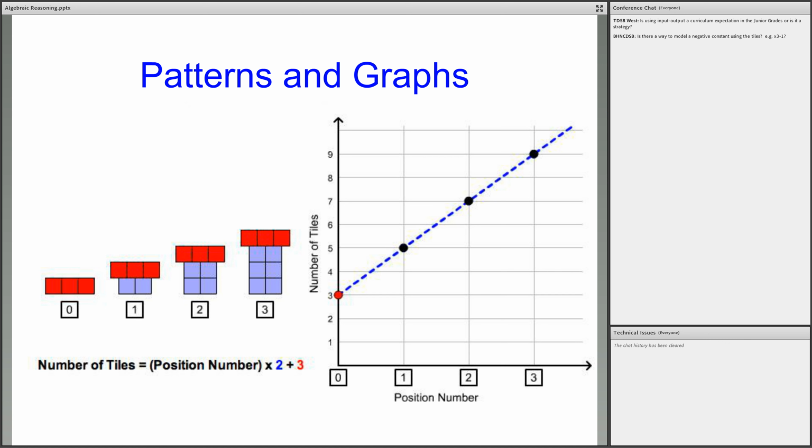So we can see this pattern here. If we look over at the graph, we can see at position 0 on the graph, the vertical axis, that a dot is at the third number of tiles. So there's a dot at number 3 representing the fact that at position 0, there are 3 tiles. And then at position 1, 5 tiles, 7 tiles, and 9 tiles. So it's really concrete at this point still.